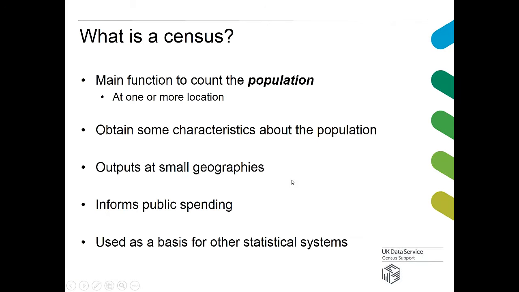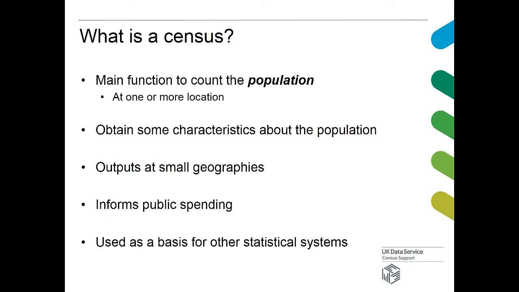Okay, so what is the census? The census is primarily there to count the population. In the UK, we don't have a population register system, unlike a lot of other countries, which means we don't have a lot of information concerning how many people live in the country and where they are based. So this is the purpose of the census, to find out how many people and what characteristics they have.